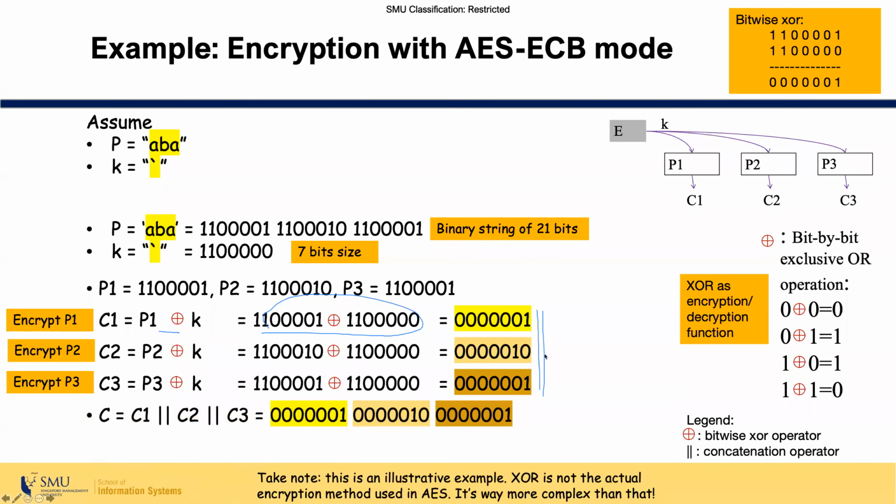So now, once you get those ciphertext blocks, C1, C2, and C3, you just simply need to concatenate them. So this is a concatenation symbol that I'm using, okay? So this is a concatenation operation. Once you concatenate them all, it is simply concatenating C1 with C2 with C3, and the overall string is a binary string, which is denoted as C, ciphertext. And that is the encryption process with AES in ECB mode.